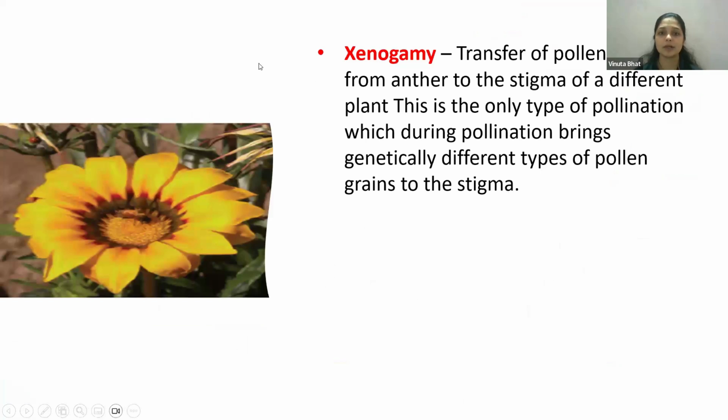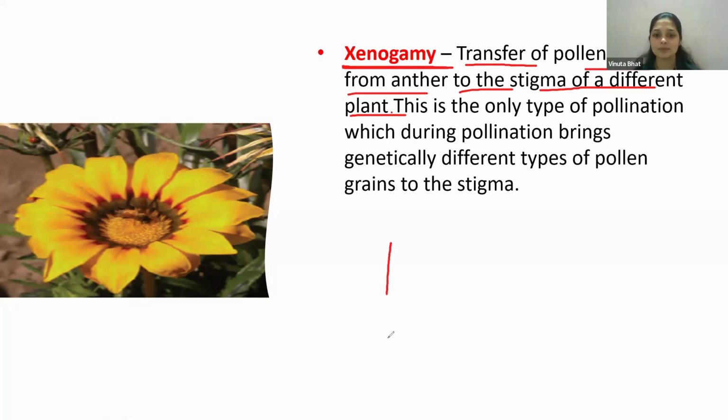Then one more type of pollination, that is xenogamy. Transfer of the pollen grains from the anther to the stigma of a different plant. So this pollination is known as xenogamy.